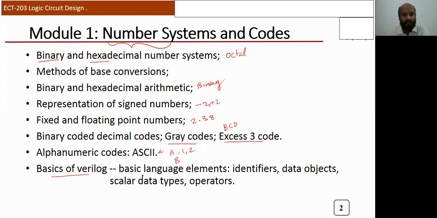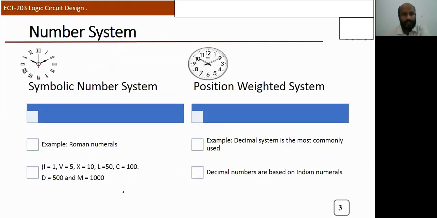In the first module, we will discuss only the basic part: what we mean by Verilog, and the different terms like identifiers, data objects, and scalar data types. It's a programming language. That is all about the module one syllabus, and now we'll start with the first topic, the number system.